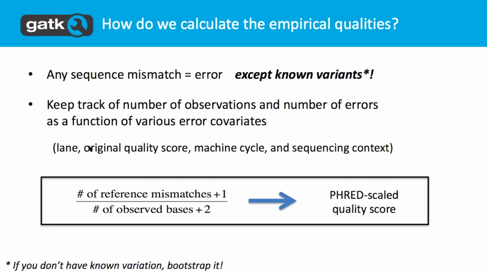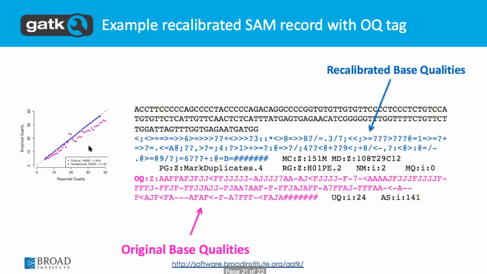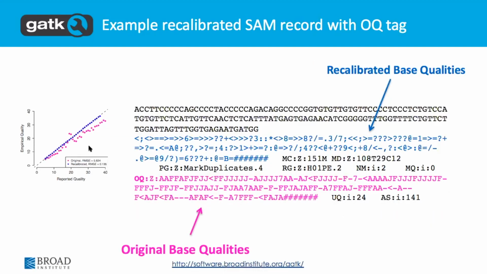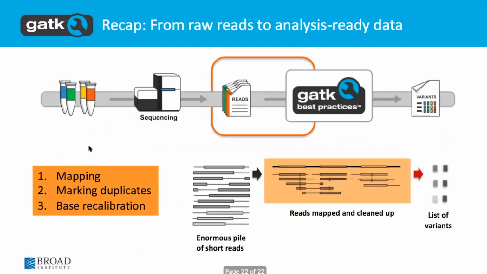Cool. Great. All right. And so finally, how does this information, the new base quality scores, show up in your alignment file? You have these recalibrated base qualities, and you can also have the original base qualities. We usually remove these original base qualities to save space, but if you wanted them, you could have the original base qualities. And that wraps up this talk.